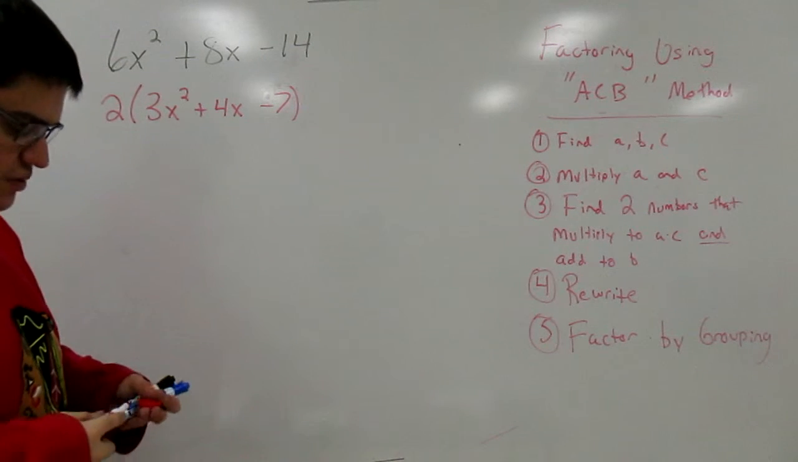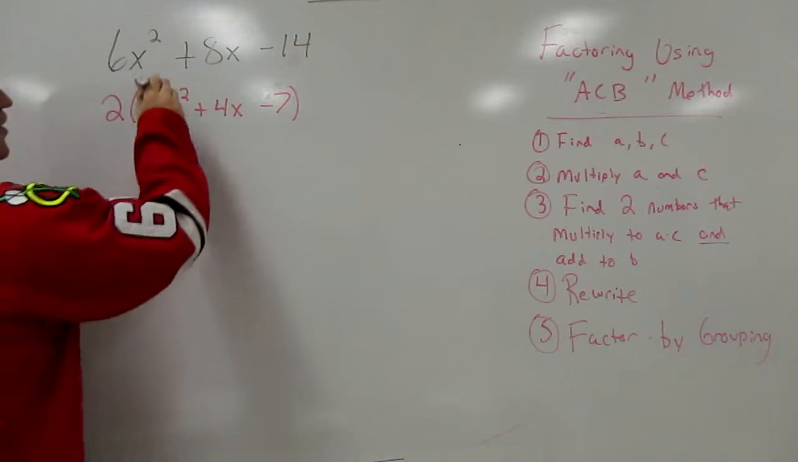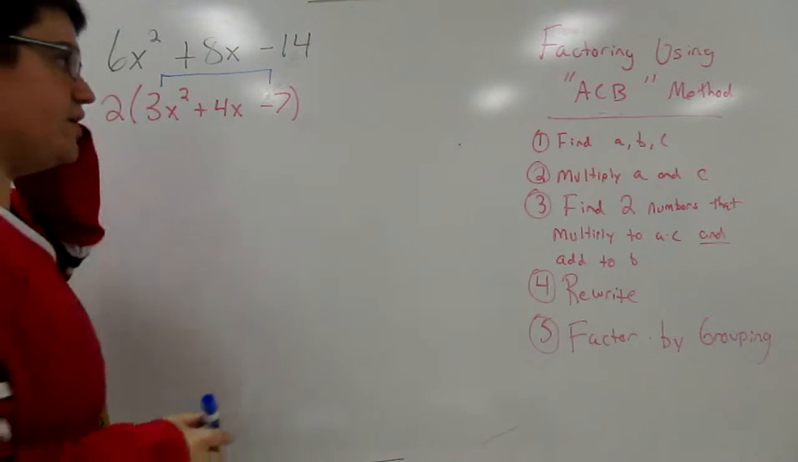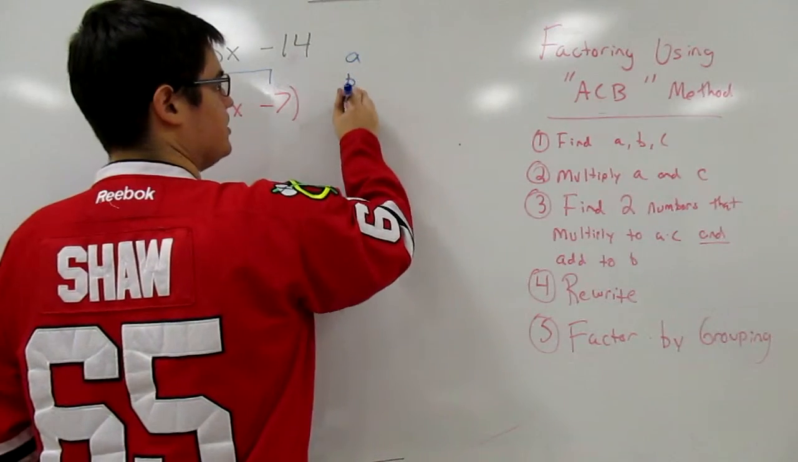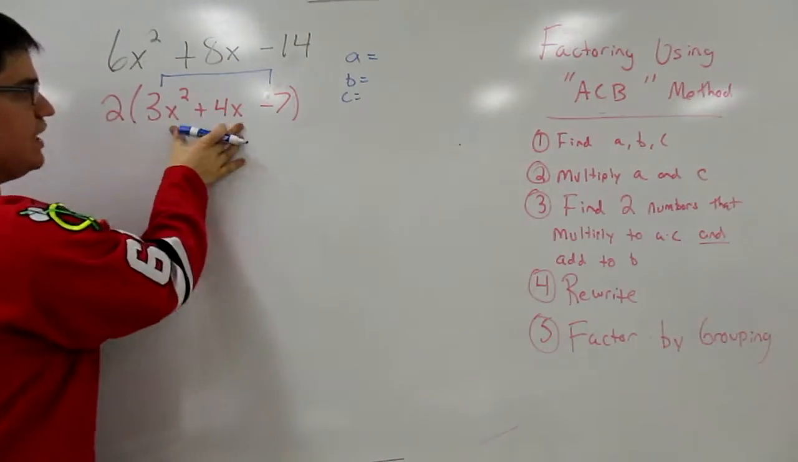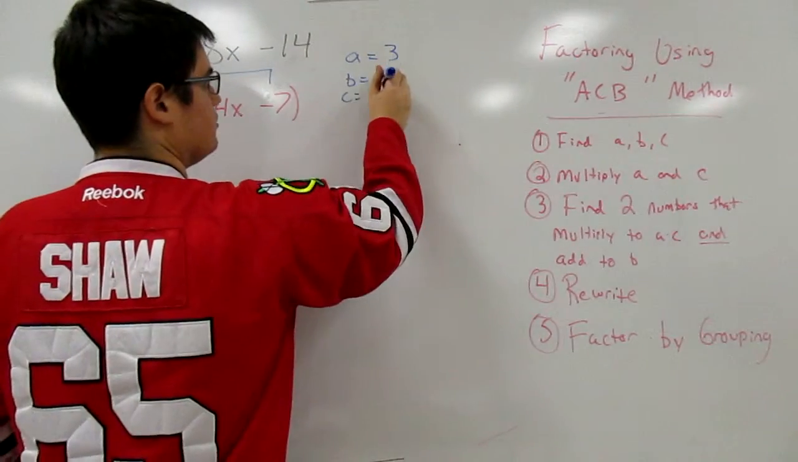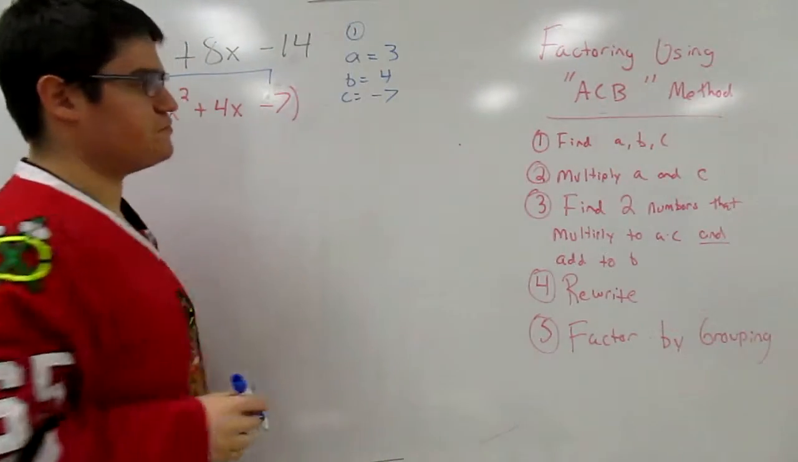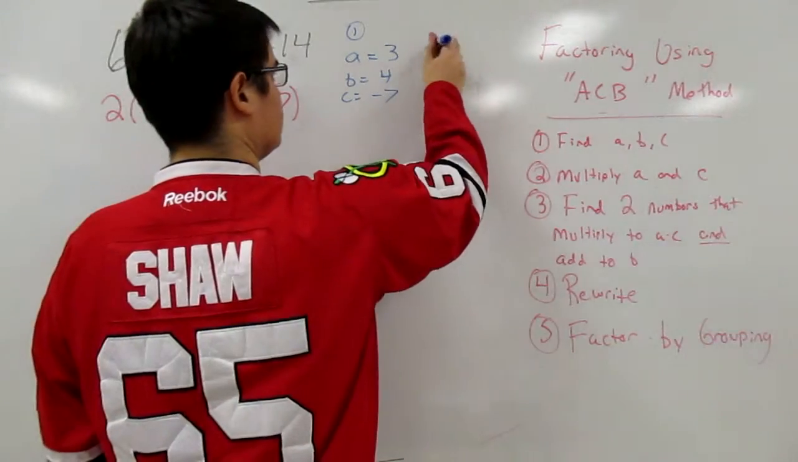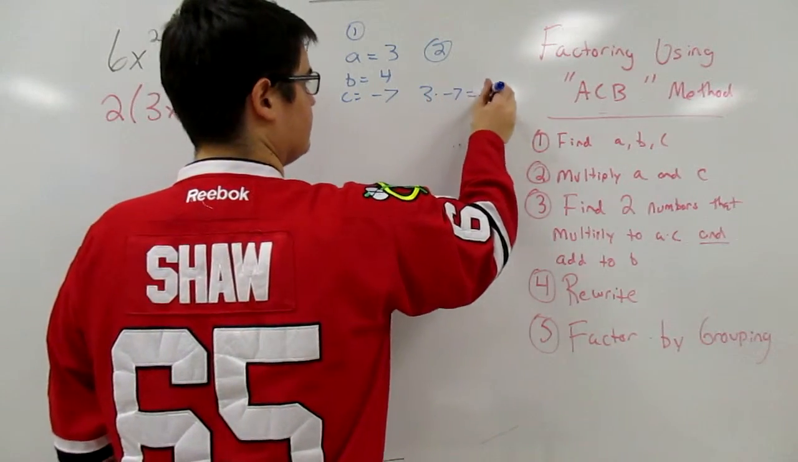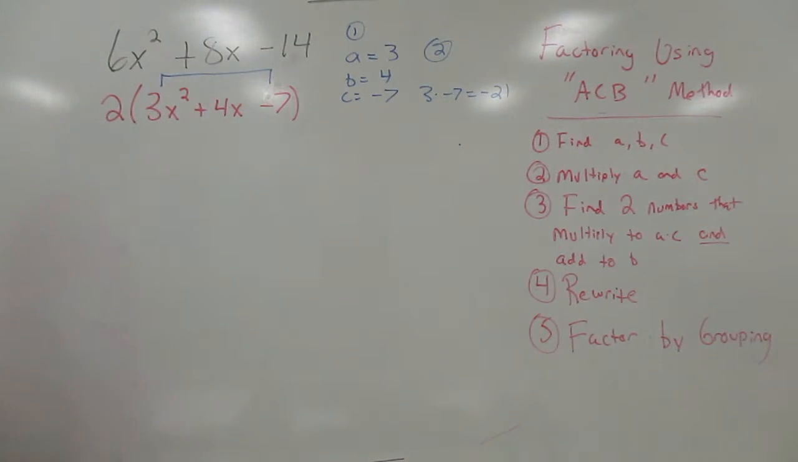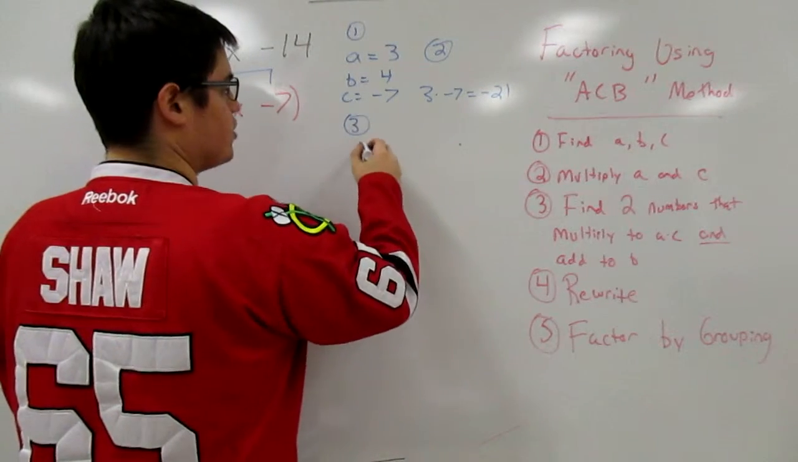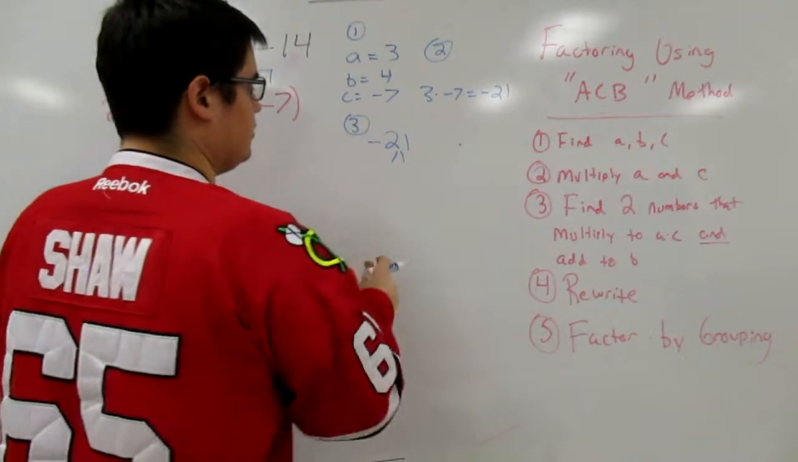Now what I'm going to do is apply the ACB method on this part right here. And then we'll worry about the 2 later. So again, write down your A, B, and C. Looking at this, A is 3, B is 4, C is negative 7. That's step 1. Step 2, multiply A and C. So 3 times negative 7 equals negative 21. And then step 3, you've got to find 2 terms of negative 21. And we'll do it like last time.